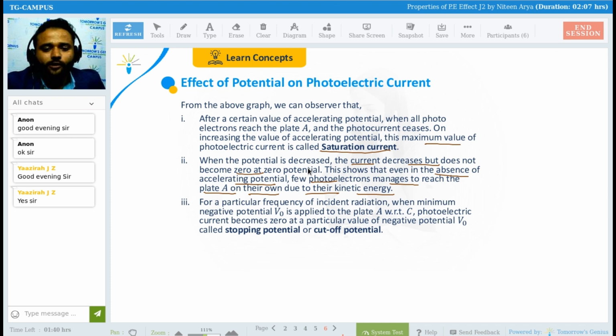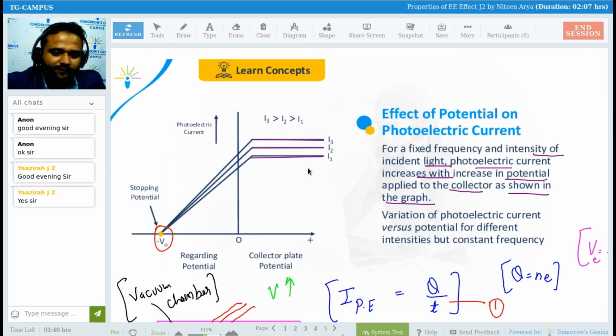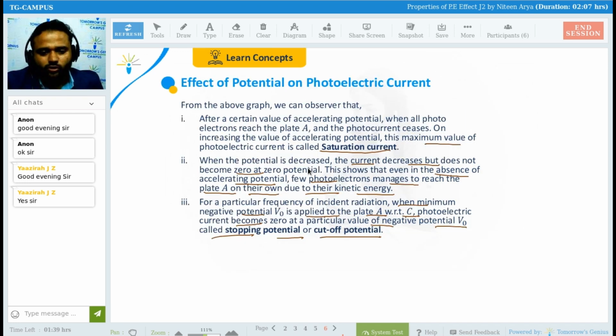Clear? The third point is, for a particular frequency of incident radiation, when minimum negative potential V0 is applied to the plate A with respect to C, the photoelectric current becomes zero at a particular value of negative potential V0, called stopping potential or cutoff potential. From this graph, after applying a certain negative retarding potential, the photoelectric current is going to stop. So that particular potential is known as stopping potential, or the cutoff potential. Is this clear with everyone?